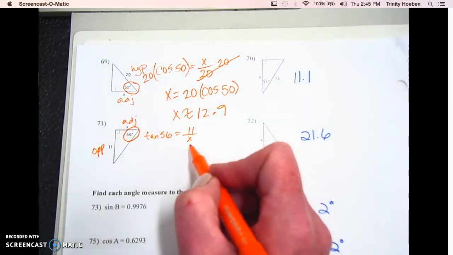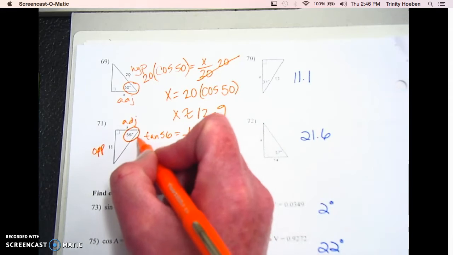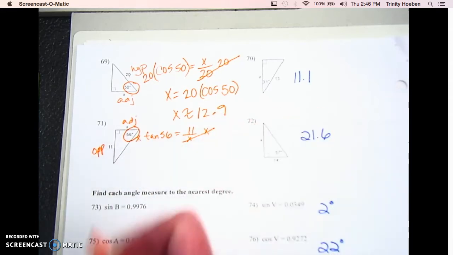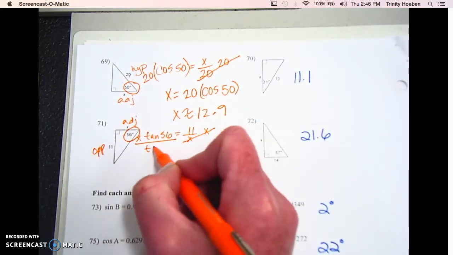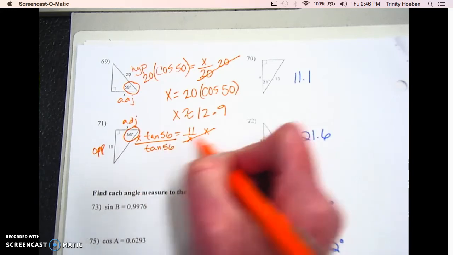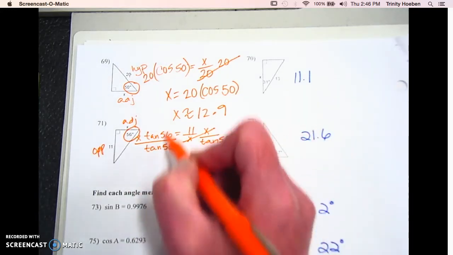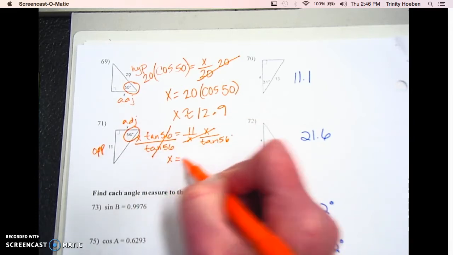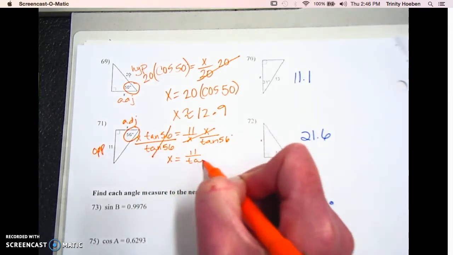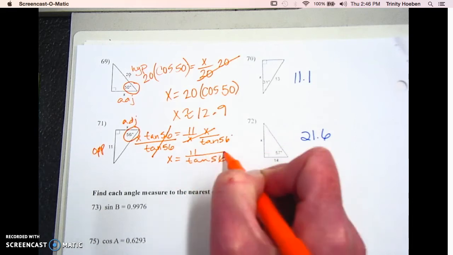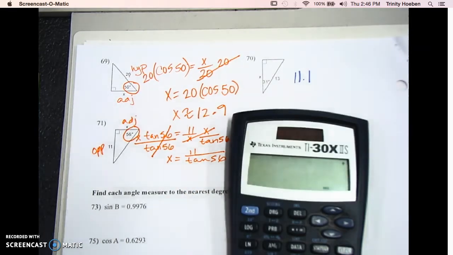This time the x is in the denominator, so I'm going to multiply both sides by x, so they cancel over here, and then divide both sides by the tangent of 56. And those cancel, so we have x is equal to 11 divided by the tangent of 56, and you can just type that in your calculator again. So you're going to do 11 divided by the tangent of 56, hit the equal sign.